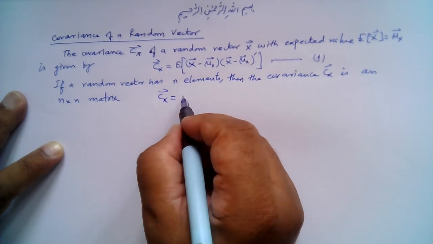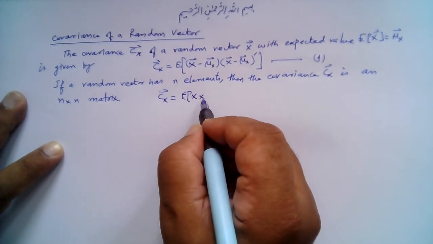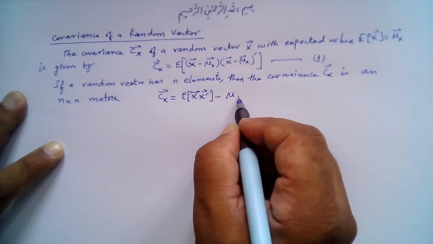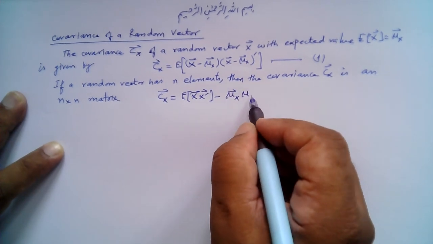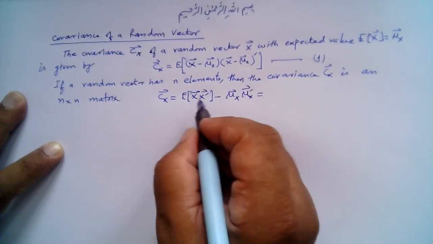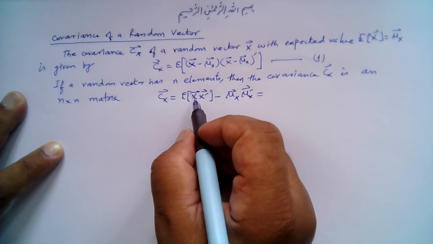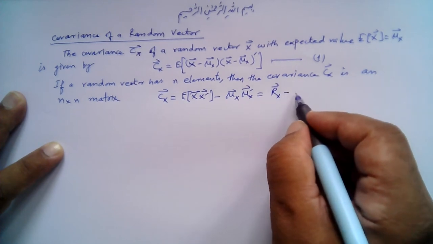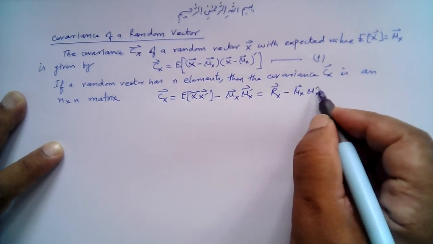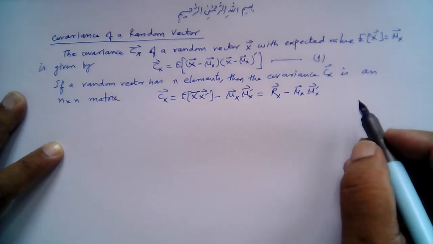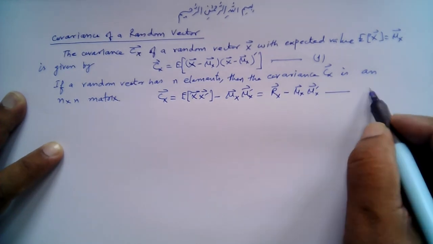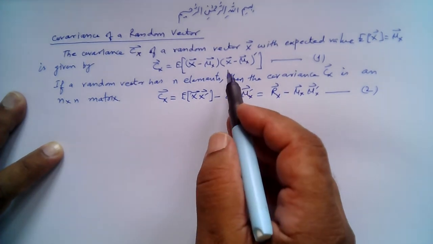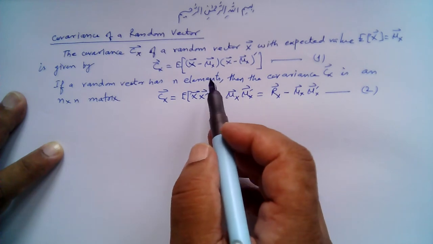It's given by the expected value of X X dash bar minus the product of the expected value of X and the transpose of the expected value of X, and this is in fact the correlation, right? Correlation of X. So we can write it like this: correlation of X minus mu X bar and mu X dash bar. So let's label this as equation number two. So we can derive this relationship from this one. So how do we do that?